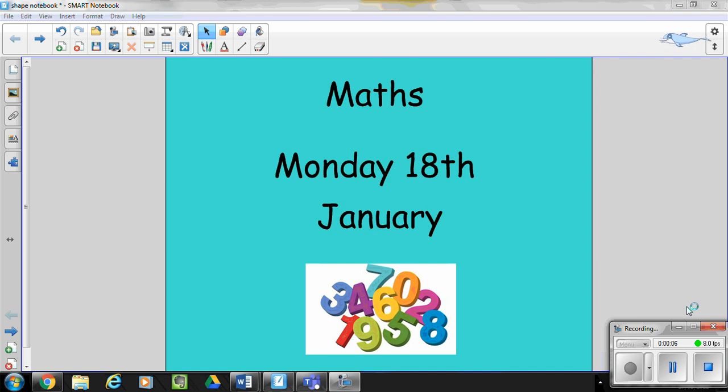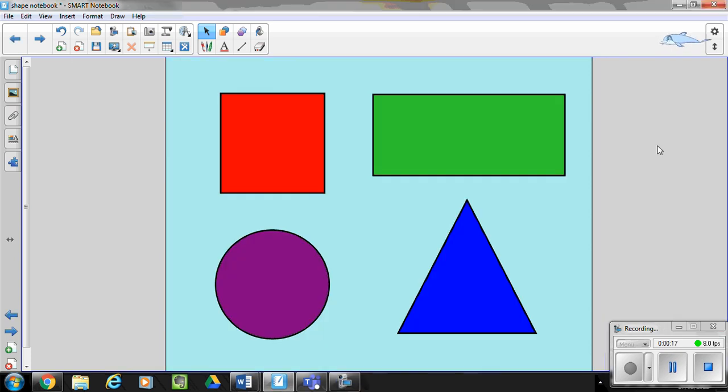This week in maths we are going to be learning about 2D shape, and we're going to practice naming the shapes and describing the shapes using their properties. To start with, we're just going to recap some of the names of the shapes. So we have got a square, rectangle, circle, triangle.